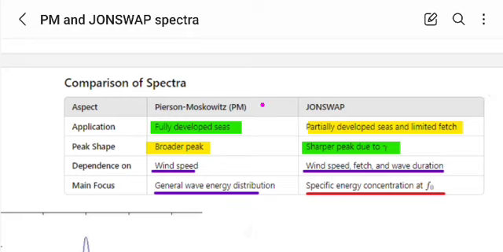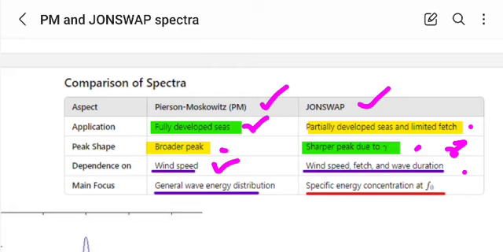Now you can see the difference between PM spectra and JONSWAP spectra. PM spectra is applicable for fully developed sea, and JONSWAP is applicable only for partially developed sea and limited fetch. For peak shape, this is the broader peak and this is a sharper peak due to the peak enhancement factor. The Pierson-Moskowitz spectrum depends on the wind speed, but JONSWAP depends on wind speed and also fetch and wave duration. Fetch is the long distance over which the wind is blowing over the surface. If the fetch is longer, you will get a lot of energy, and it will create longer waves.